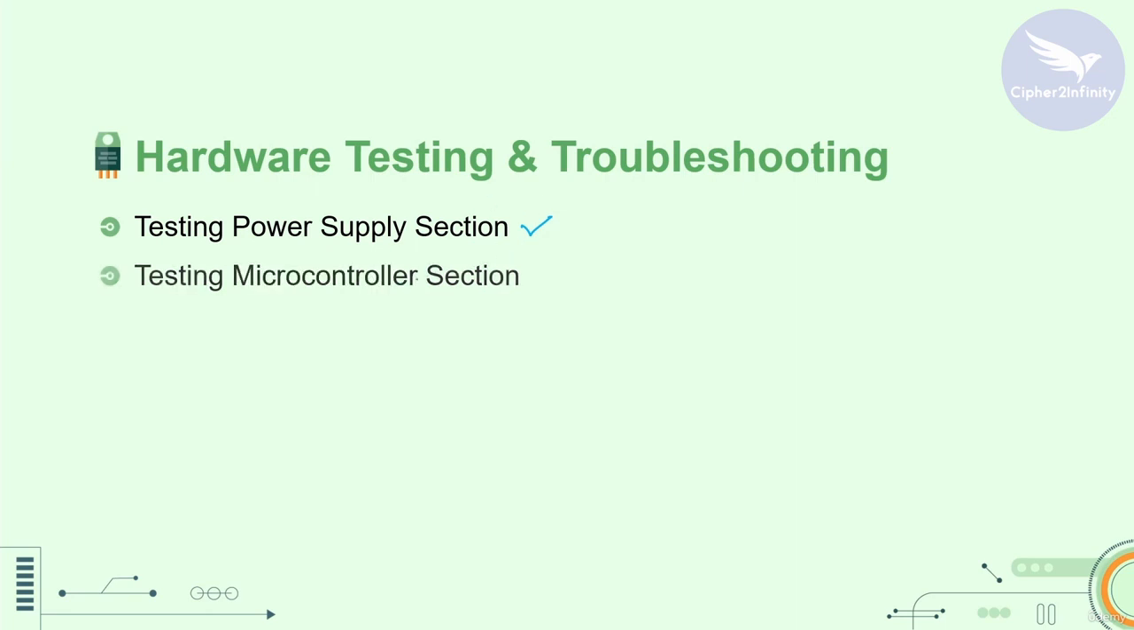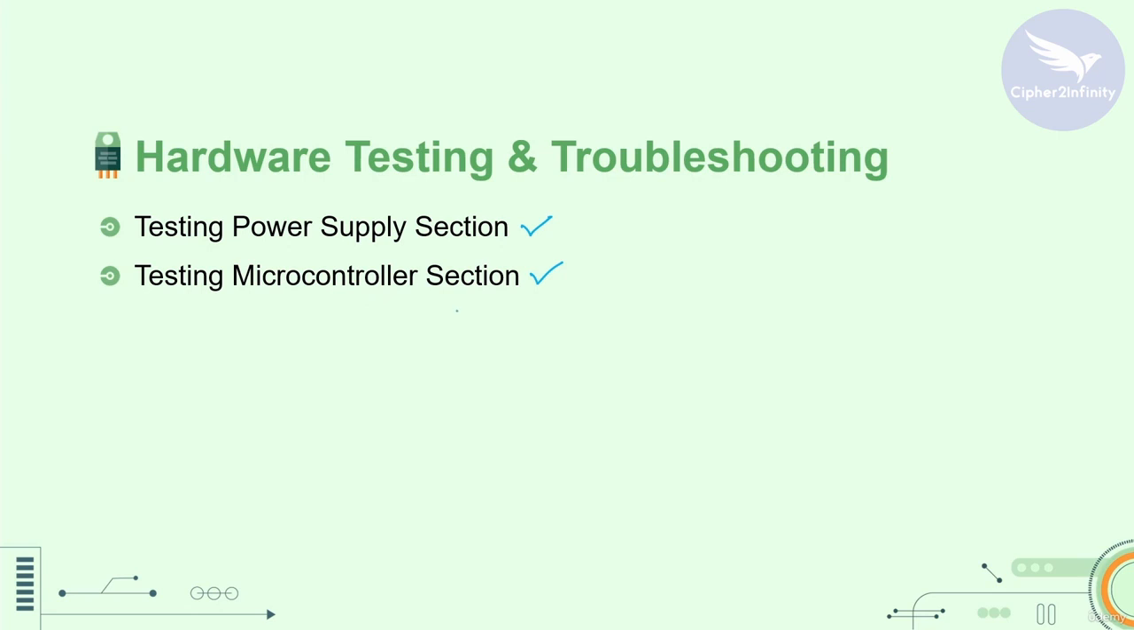Then the next video is about testing the microcontroller section. So again, in this section, we are going to test the microcontroller by programming it. And from that, we will get to know whether our microcontroller section is properly working or not. Okay. And again, I will discuss the different testing and troubleshooting techniques related to the microcontroller section. And I will discuss the mistakes that you should avoid while dealing with the microcontroller section.